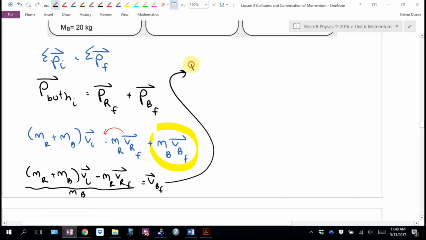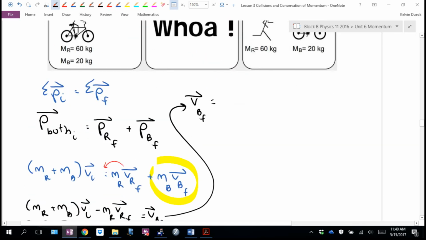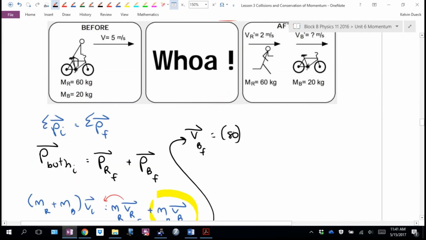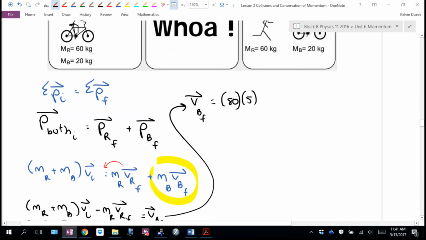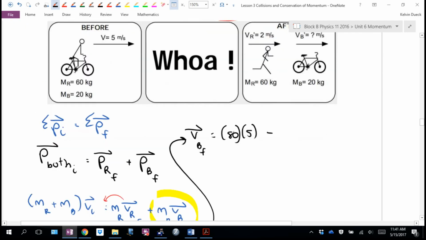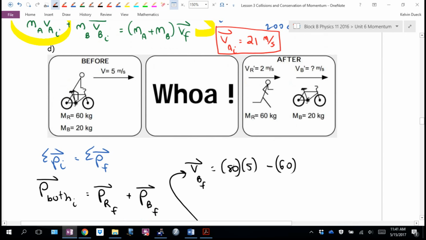Let's see. V bike final is mass of R plus B, 80, V initial 5, minus mass of the rider 60, V final 2, or negative 2? 2. What if I jumped off backwards? How would that speed compare to this speed? That would be much faster, because now I have a negative momentum. The bike's got to pick up even more momentum. But for now, 2 divided by mass of the bike, 20.